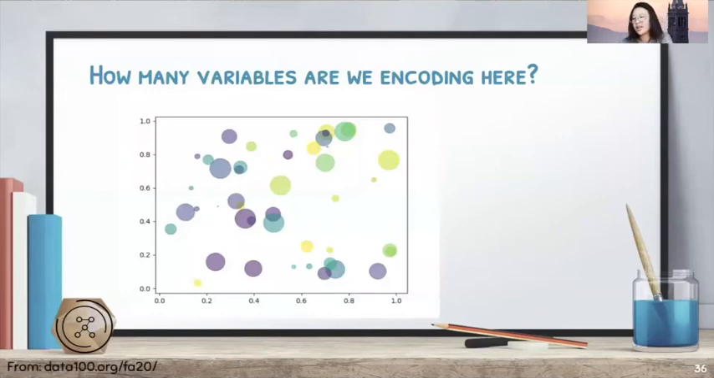Here's another exercise. How many variables do you think we're encoding here? So let's go over this. Well, first we have the x and y variables, right? Okay, but we also have different sizes for each point and different colors. So we're essentially encoding 4 variables on this visualization. It's kind of interesting, right?